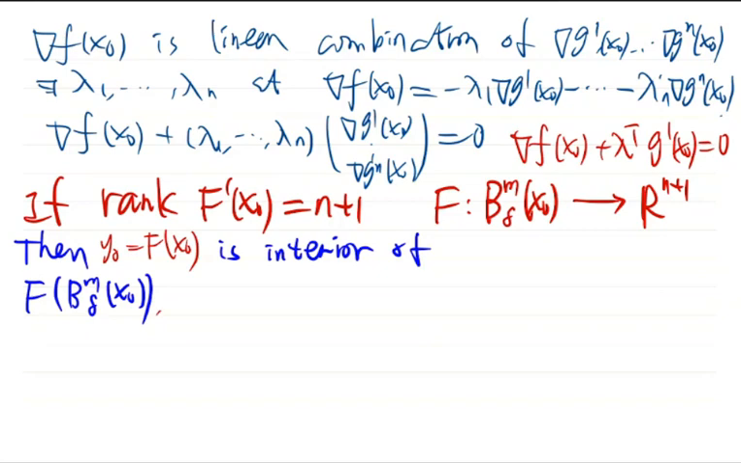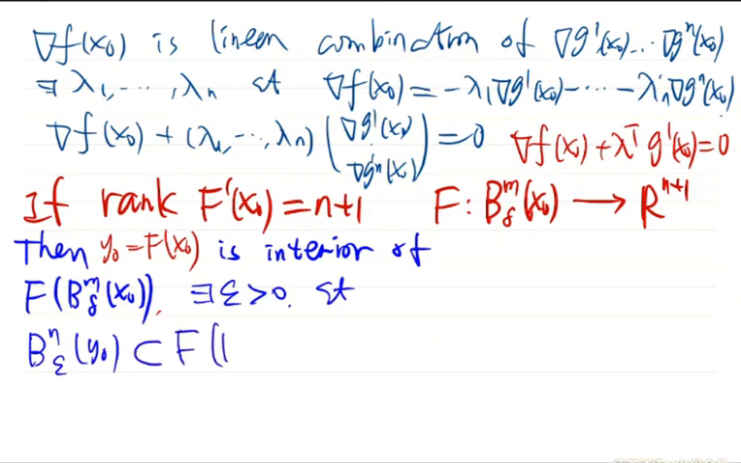So there is a delta positive, maybe epsilon positive, such that the epsilon neighborhood of this y0 in R^(n+1) is contained in this image. This is by the definition of interior point.